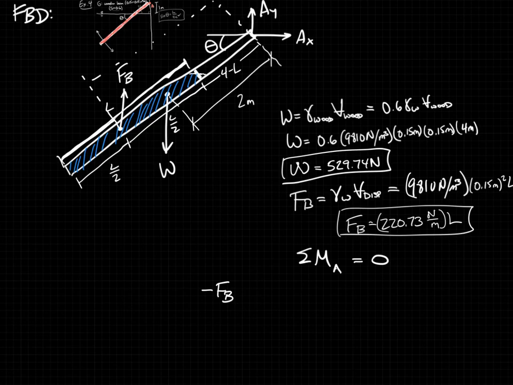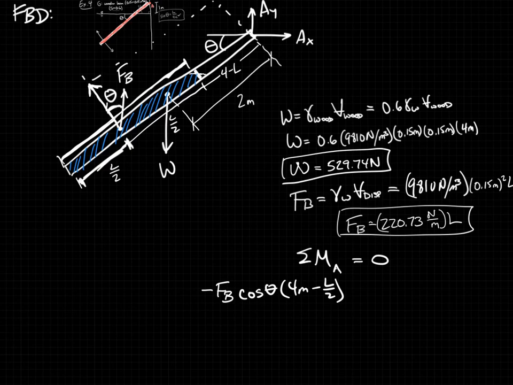Noting that this is theta right here, not all of FB is perpendicular, so I need to take the portion that's going this way. So I'm going to make it FB cosine theta. Then the moment arm is the whole thing minus this bit right here, minus L over 2. So it's going to be 4 meters minus L over 2. That's ugly, right?